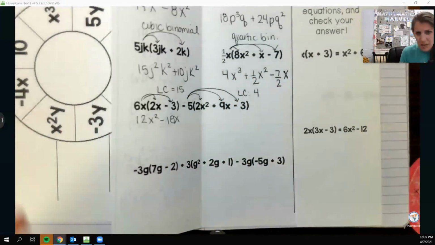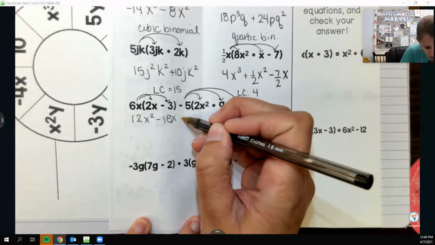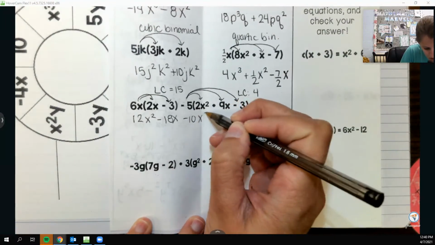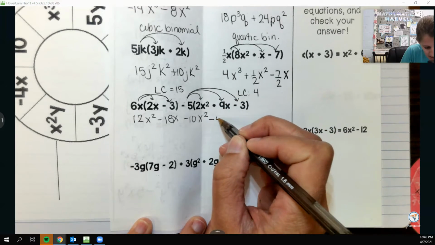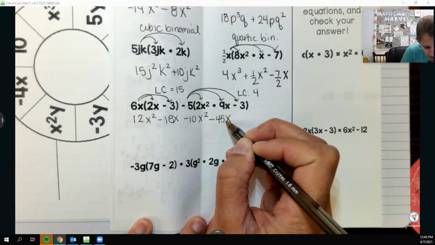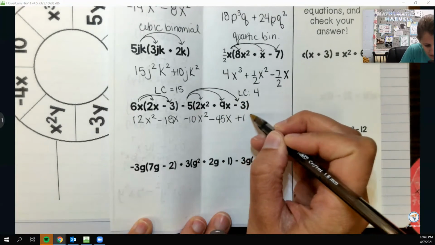So then I don't have to worry about subtracting weirdness. So negative 5 times 2 is negative 10x squared. Negative 5 times the 9 is negative 45 with an x. And then negative 5 times negative 3 is positive 15.